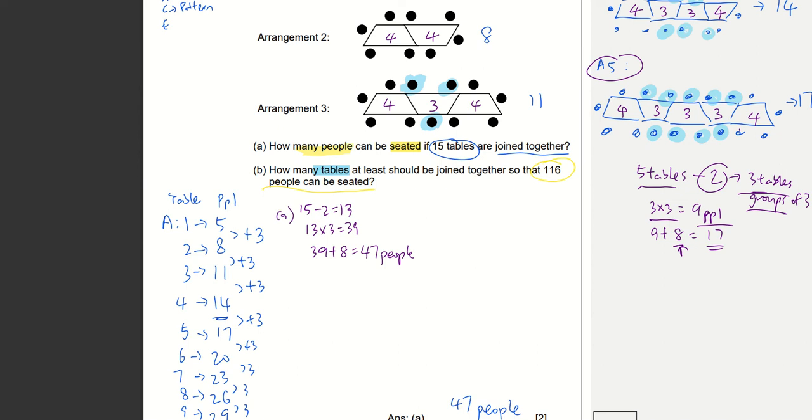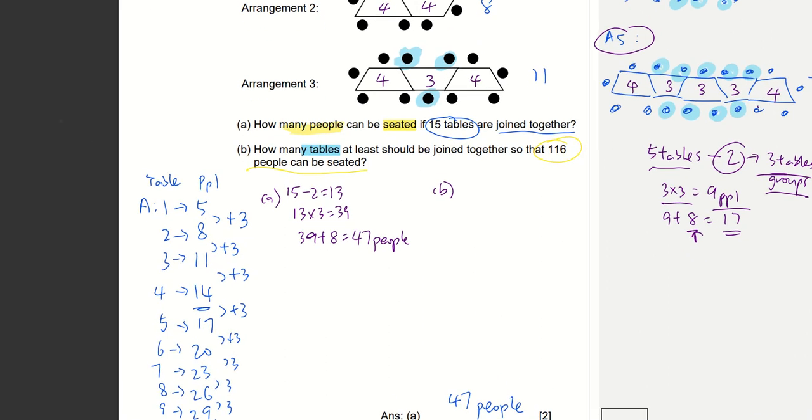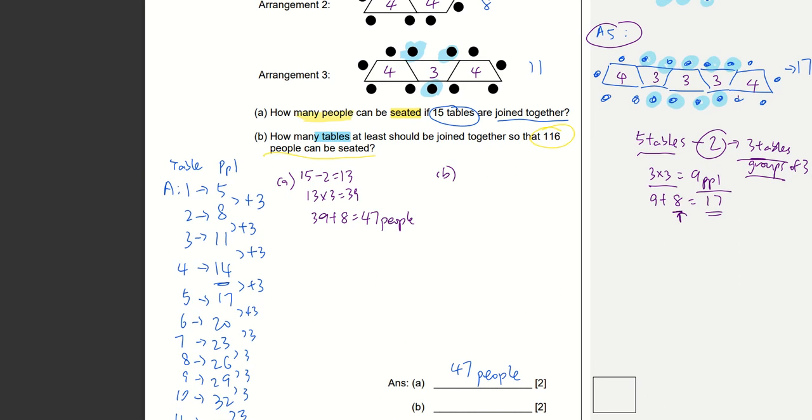Okay, so let's say B, I have 116 people. So imagine if you're going to draw and list up to 116. That's going to be really challenging, but of course during an exam time, if you're really stuck, you can't use the pattern idea to solve, then go with the drawing, go with the listing. Okay, now let's say I have 116 people for sitting.